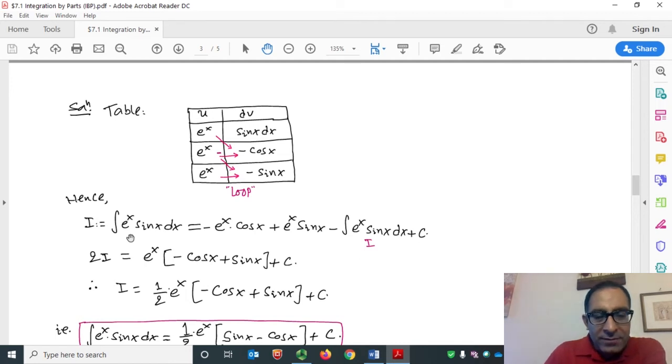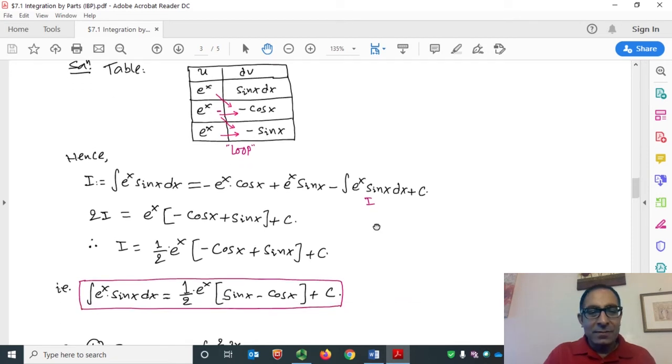Great. So on my left side I have the integral of e to the x sine x, and on my right side the new integral also turns out to be the integral of e to the x sine x. Now I can add these two integrals. Then I have 2 times I equals, factoring the e to the x out, e to the x times negative cosine x plus sine x, plus c.